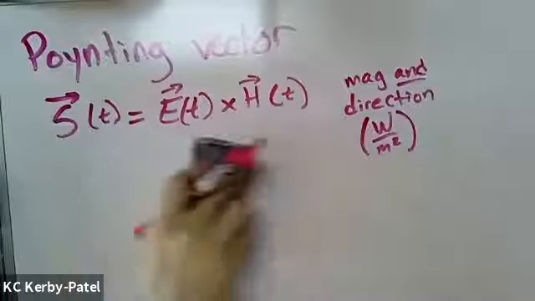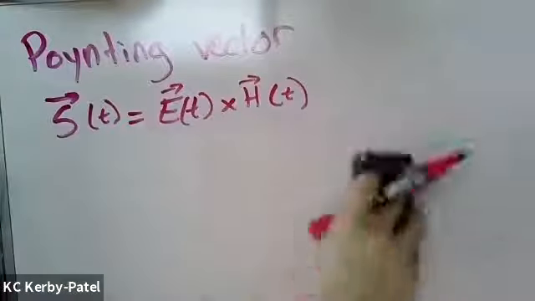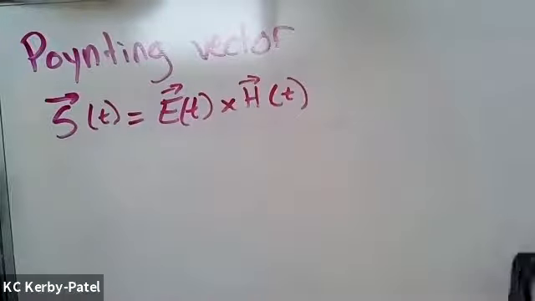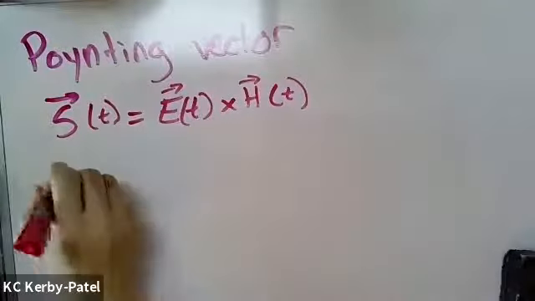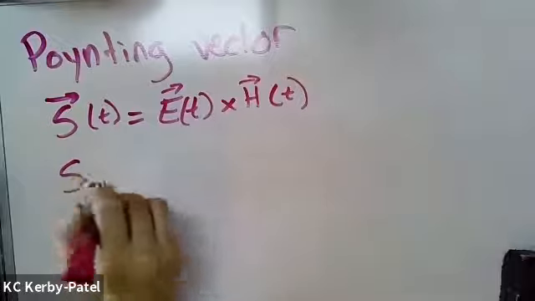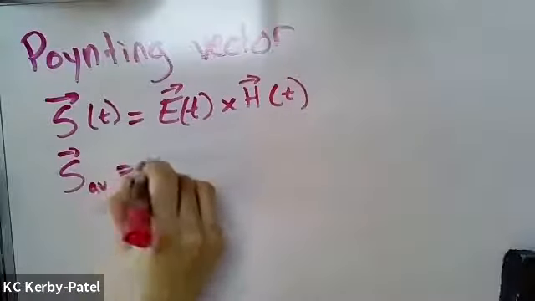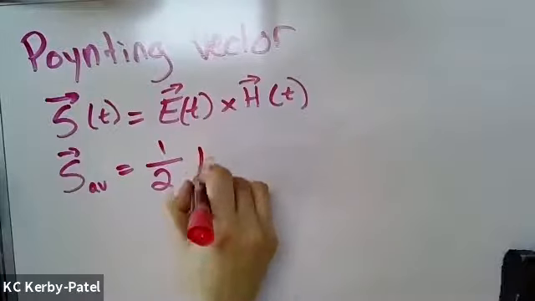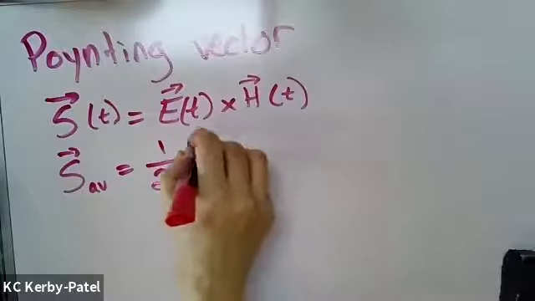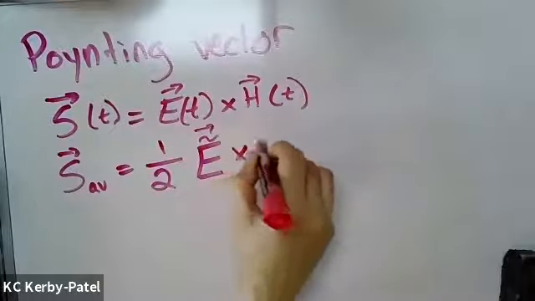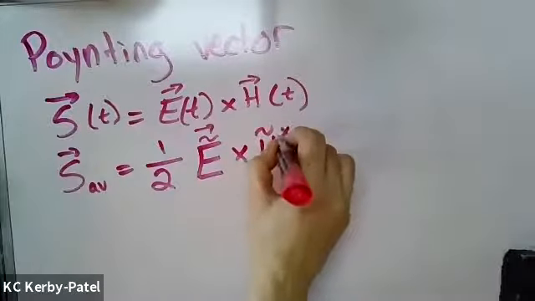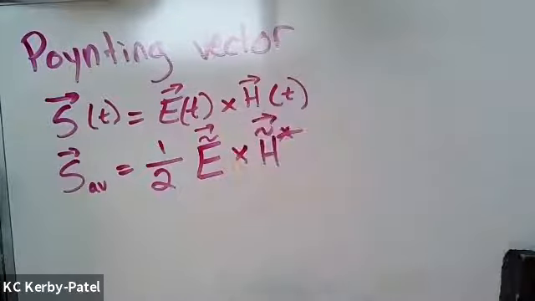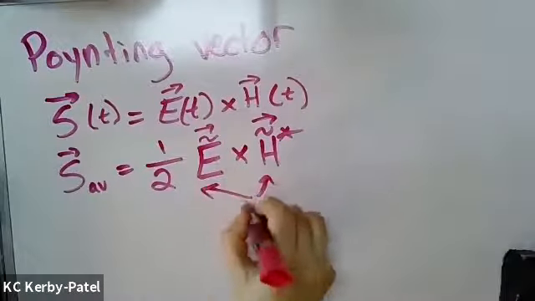Anyway, in the phasor domain, we can't get the time varying Poynting vector, but the double frequency part of it isn't all that informative anyway. Usually what we care about as engineers is the time average Poynting vector. And that in phasor domain is 1/2 E squiggle, to show that it's a phasor, cross H squiggle complex conjugate. Those are phasors.